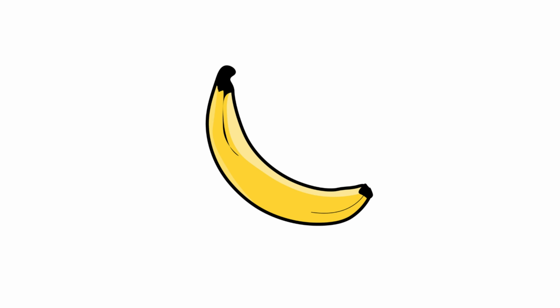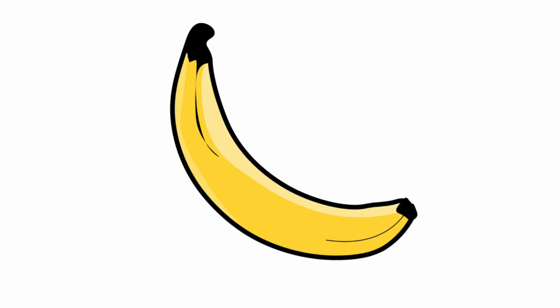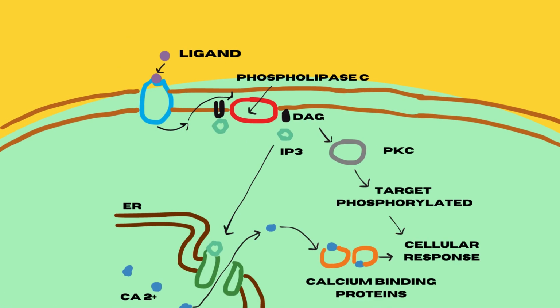It's time to get technical for a second. Let's start by zooming in on our banana a little bit. And right there. Stop. This is one of millions of cells that comprise the banana. And here's what's going on inside that cell.